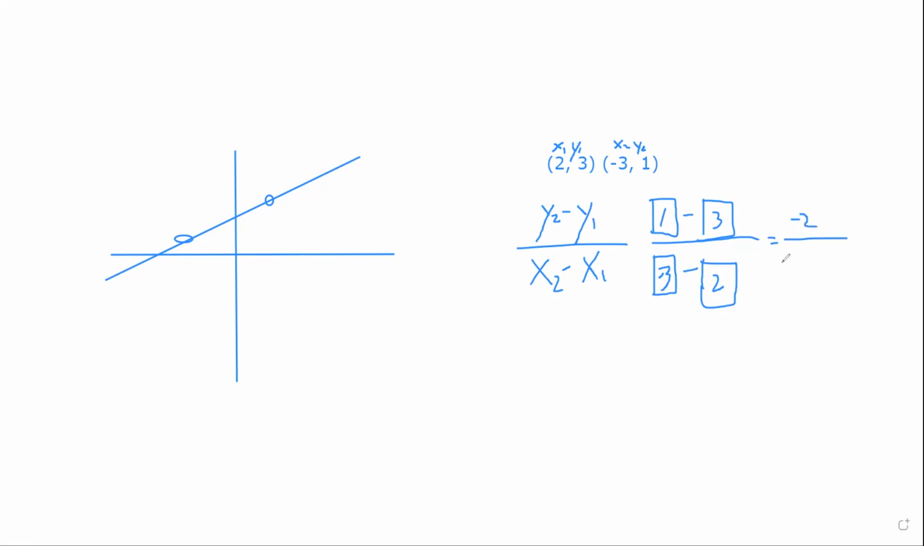-3 minus 2 is -5. Oh, they're both negative, which means they are positive. Negative divided by negative still gives you a positive result. But when we had the graph on here, it's just easier to count the squares.